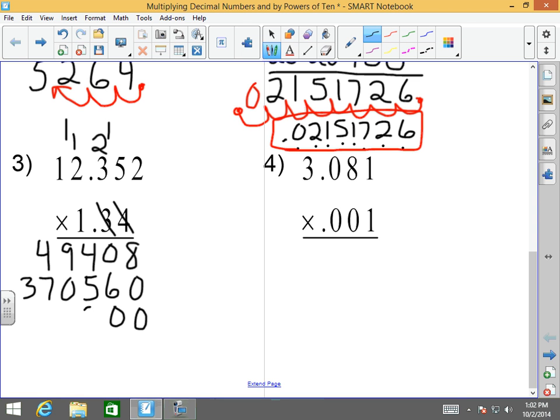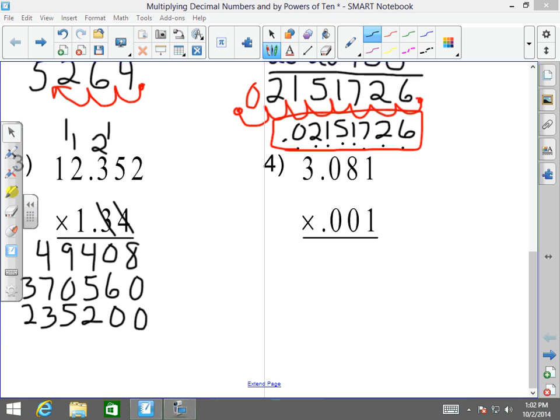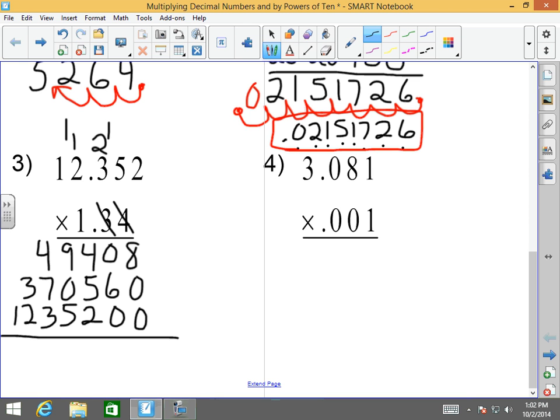And now 1 times 2 is 2. 1 times 5 is 5. 1 times 3 is 3. 1 times 2 is 2. Let me move this guy out of the way. And 1 times 1 is 1. So now I just ignore the decimals and I just add these right now. So I've got 8, 6, 4 plus 5 is 9 plus 2 is 11. Carry the 1. 1 plus 9 is 10 plus 5 is 15. Carry the 1. 1 plus 4 is 5 plus 7 is 12 plus 3 is 15. Carry the 1. 1 plus 3 is 4 plus 2 is 6. And I have a 1 here.